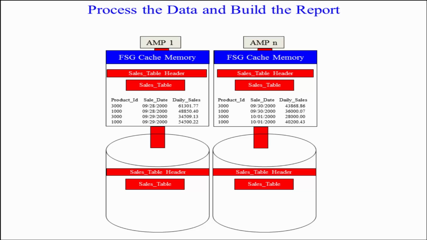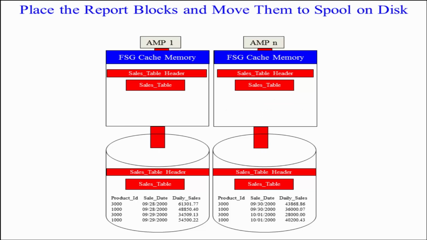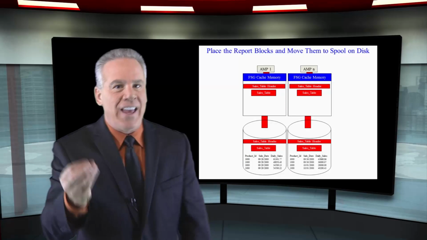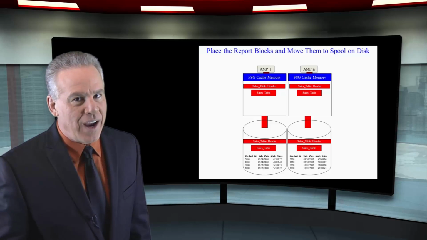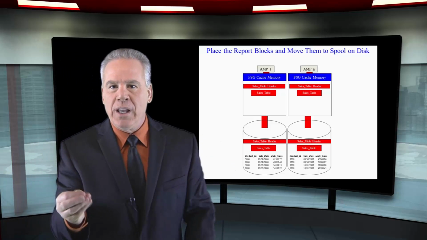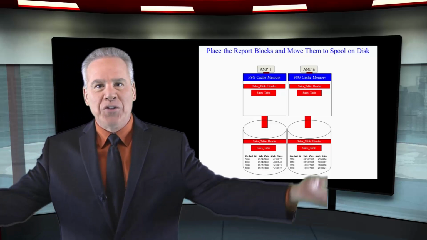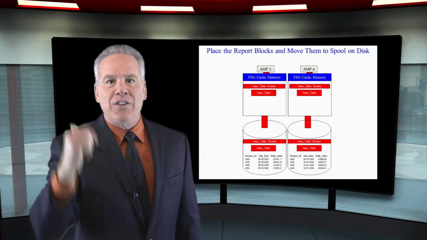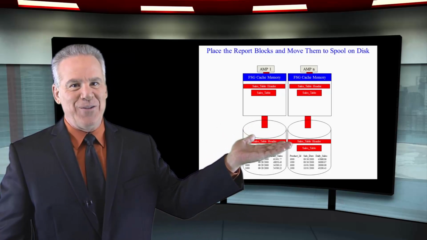If there's not enough room in memory or FSG cache, they write it back down to the disk in the spool area. I like to think of spool as anything going on in memory or on the disk, and that's going to take up your space. If you run out of spool space, you're going to be aborted there, but if you don't, it just keeps building. And then when each AMP reports back over the BYNET, hey, I'm done, and they're all done with their tasks, they bring it back up the BYNET to the parsing engine, who gathers up that report and delivers it to the user.